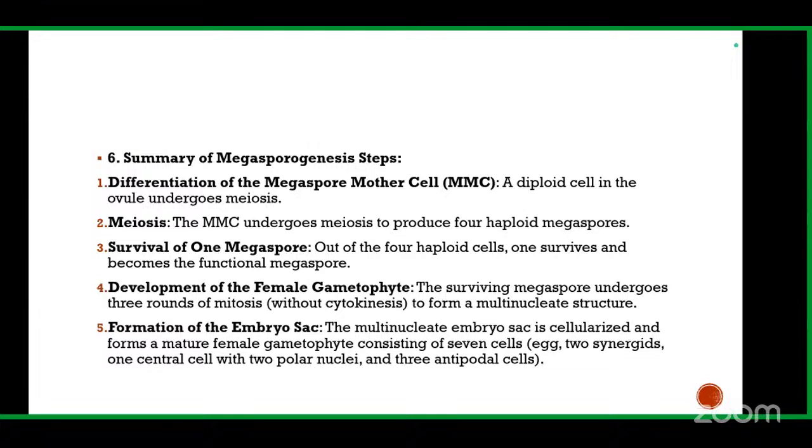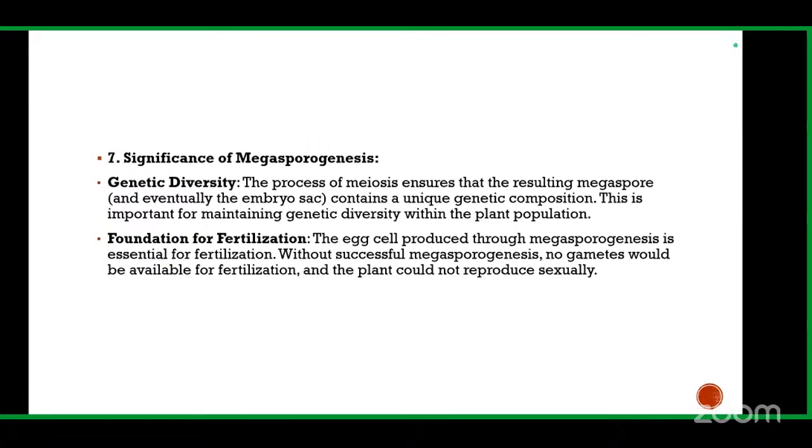Then there will be development of the female gametophyte. There will be 3 mitotic divisions, and it will form a multinucleate structure, where there will be 1 egg, 2 synergid cells, 1 central cell with 2 polar nuclei, and 3 antipodals. 7 cells, 8 nucleate structure. So this is what megasporogenesis is about.